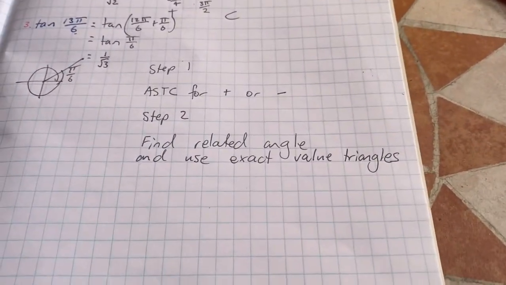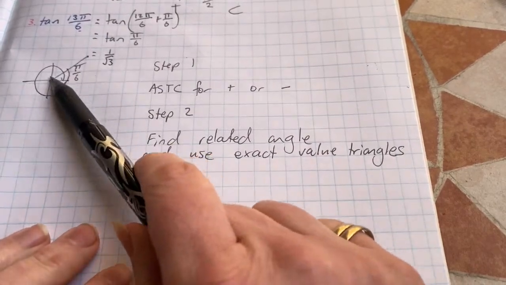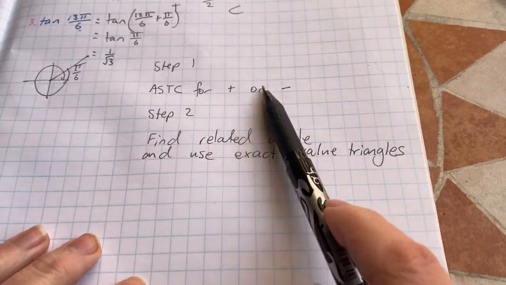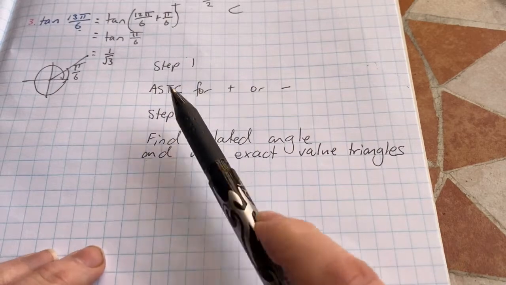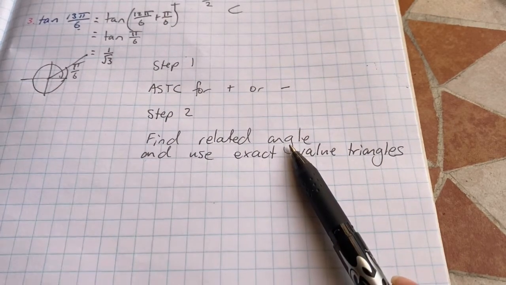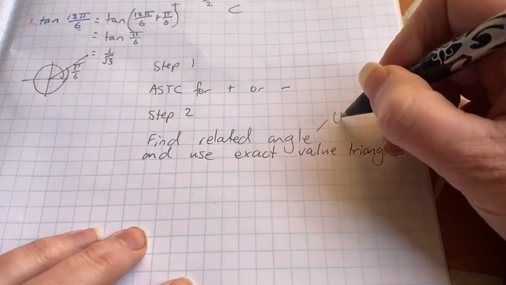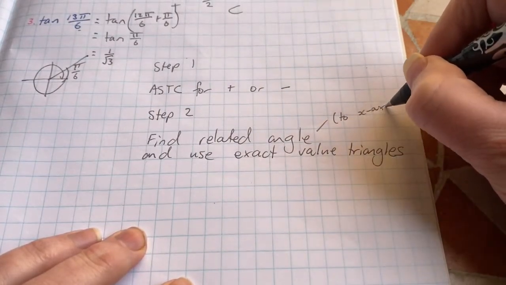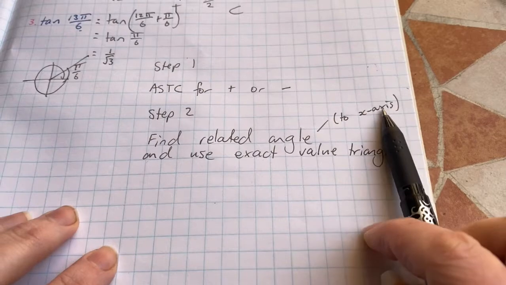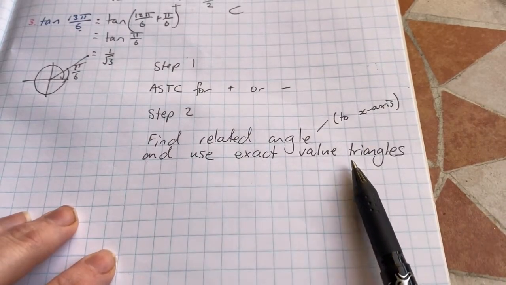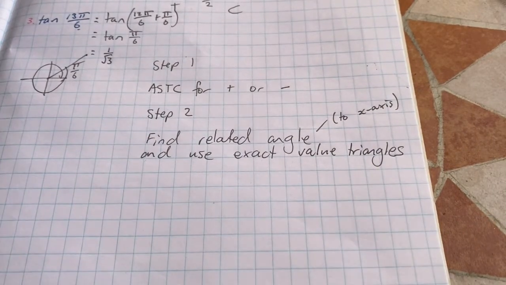So I've just written some steps there. So step 1 is to use your all stations to central, work out if it's positive or negative. Step 2 is to find that related angle. So that's the angle to the x-axis, to the closest x-axis, and then use the exact value triangles.